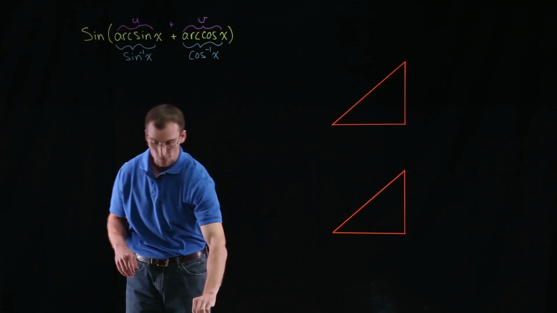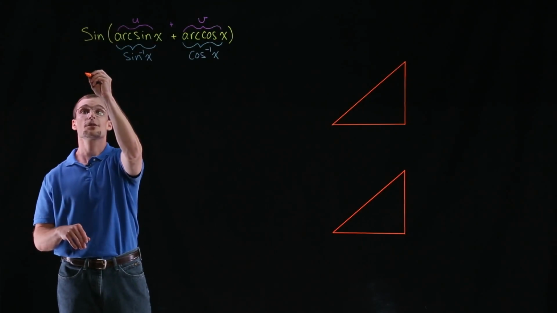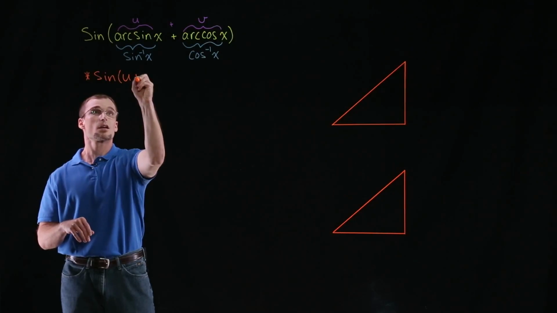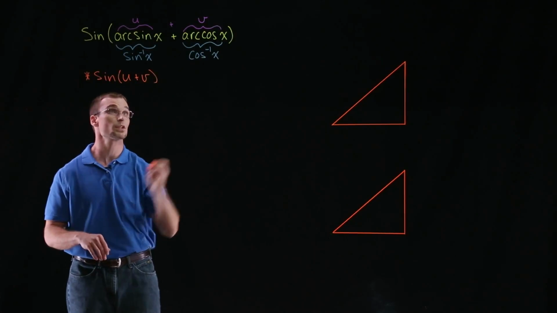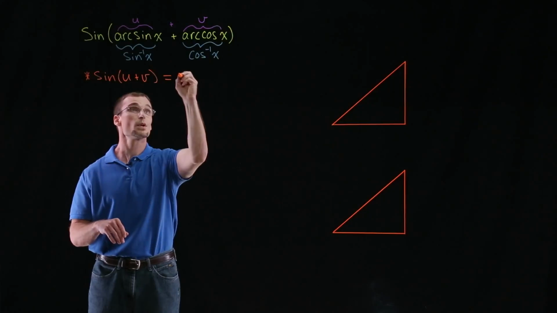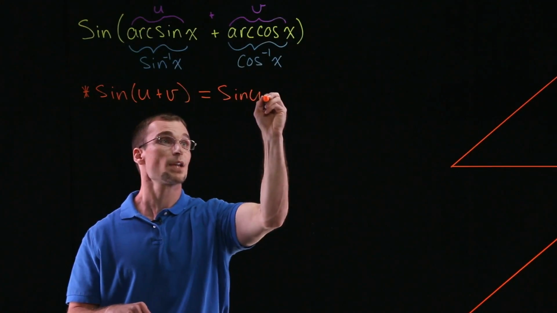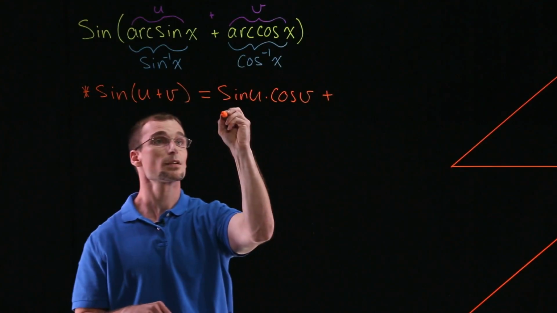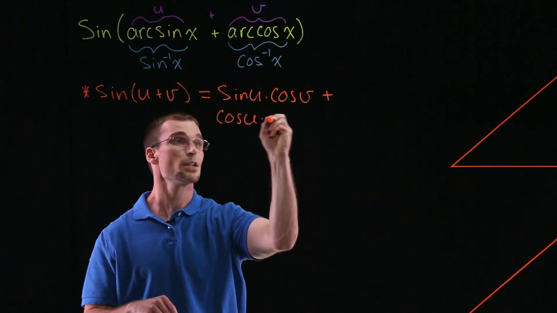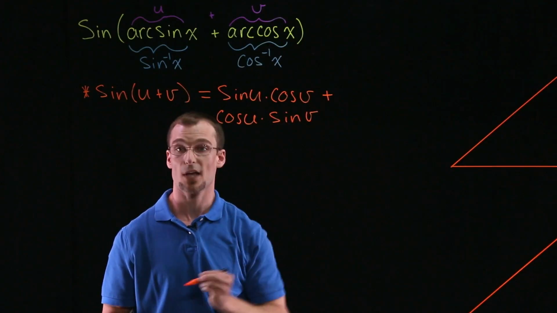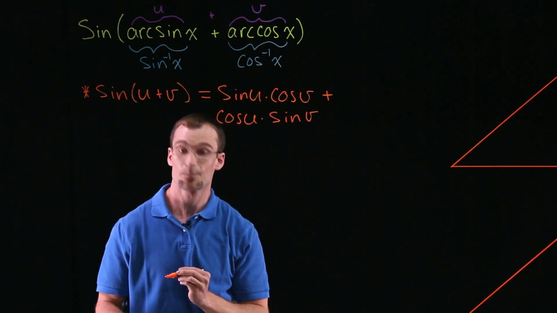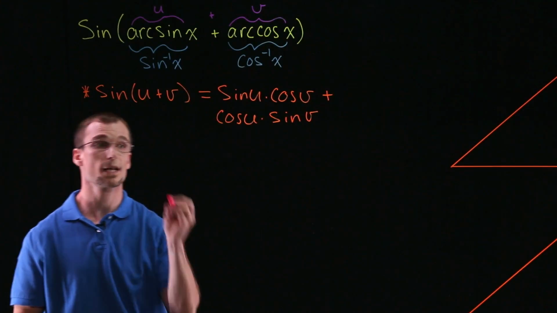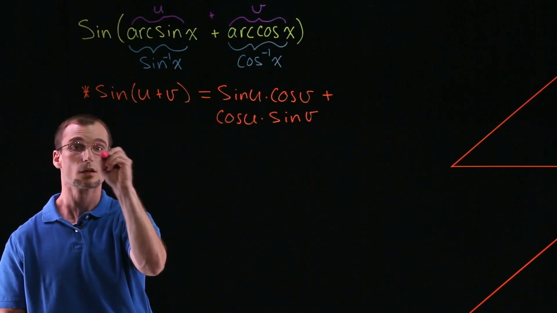Right? And we've seen this before using our sum and difference formulas. The sine of some u plus v is equal to sine u times cosine v plus cosine u times sine v. And we can use this formula. So what are we going to have?